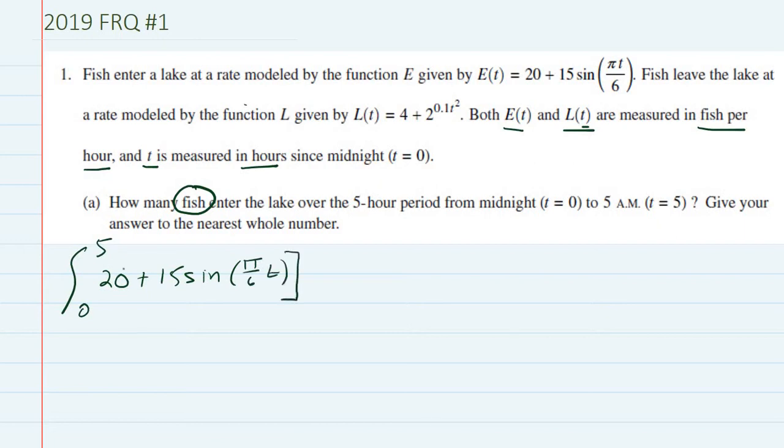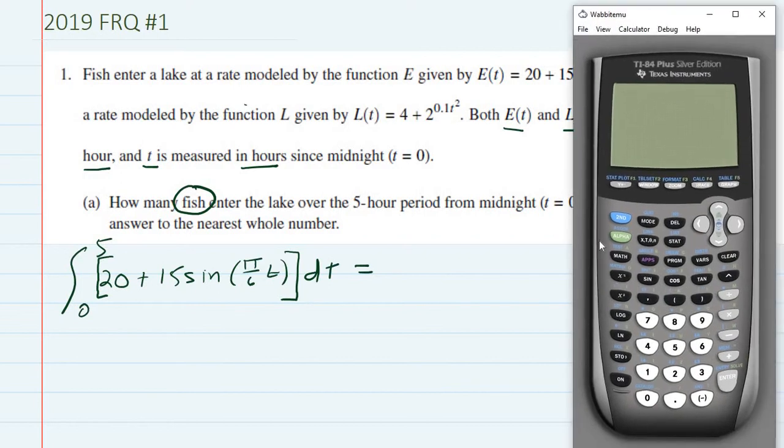Now, this is basically a summation, right, with a dt out here. So the units that I'm going to end up with are going to be fish, because this function that I am integrating is fish per hour times dt, which is hours. That's going to give me units of fish. This is a calculator problem, and let's take a look at how we will do this on the TI-84.